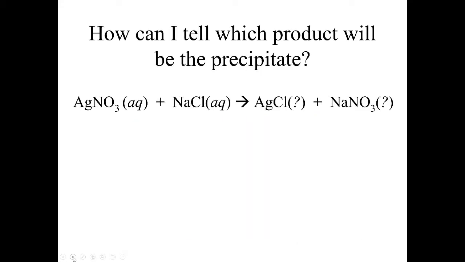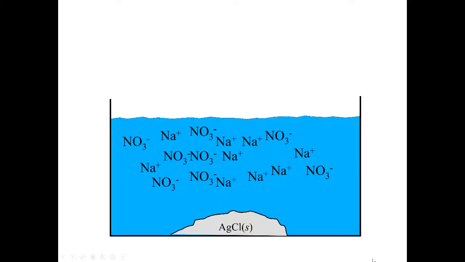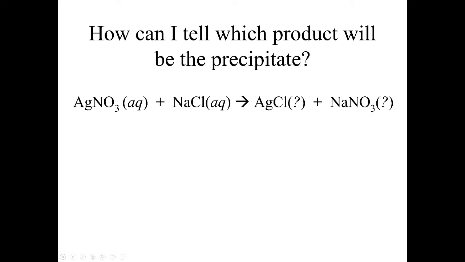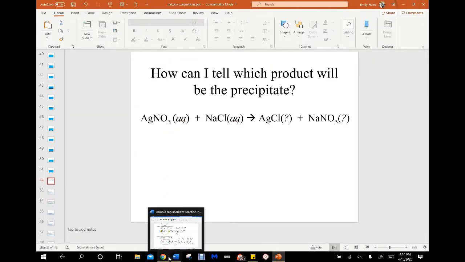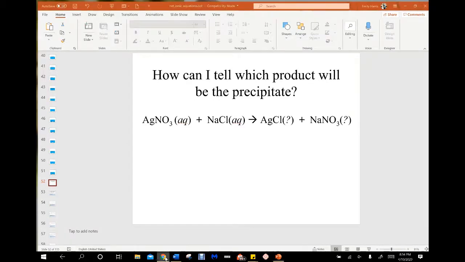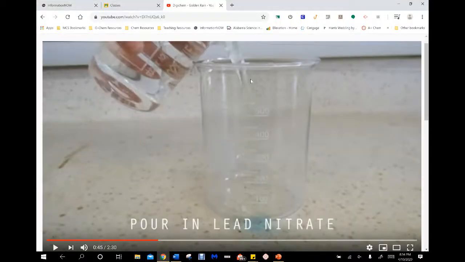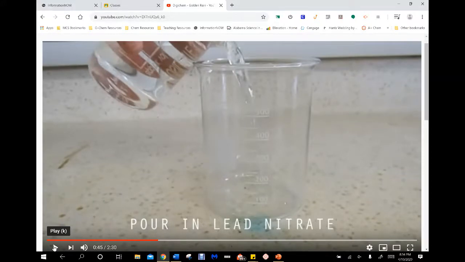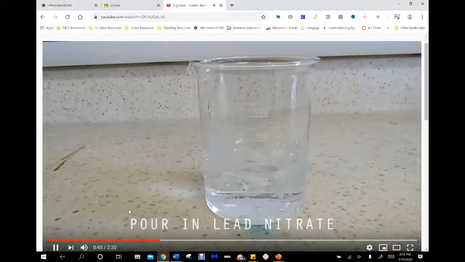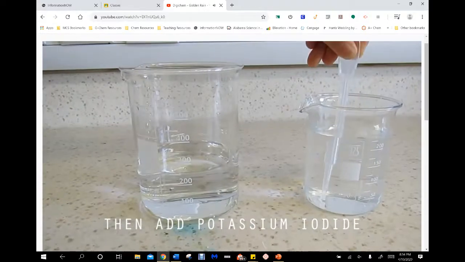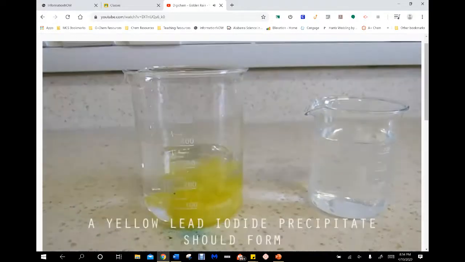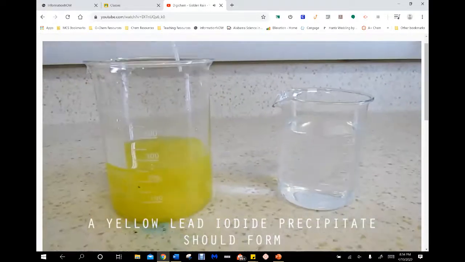Okay. Now, what this looks like if we were to see it in the lab is it looks very cloudy. And I think you saw this when you did the lab on your chemical reactions. But right quick, I'm going to show you a famous precipitation reaction that's called golden rain. So they're going to start with some lead nitrate. You'll notice it's aqueous, it's a liquid. Then they're going to add in potassium iodide, and we should see, there we go, a bright yellow precipitate.